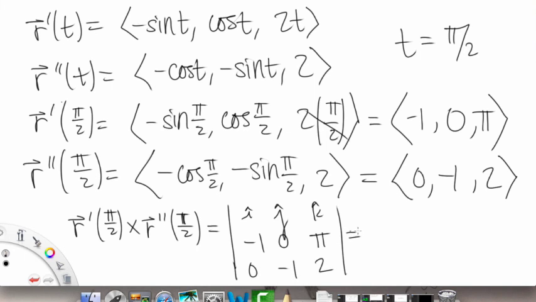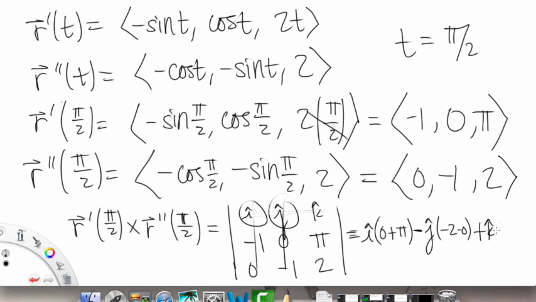Okay, so if we have our i here, we're going to circle that one first, and we draw our lines through. So this is going to be 0 minus a minus pi, so plus pi. Then we have our minus from the formula, minus j hat times negative 2 minus a 0. And then plus the k hat, which is the last one. So that's going to be a positive 1 minus a 0. Another way to write this is a positive pi, a positive 2, and a positive 1.